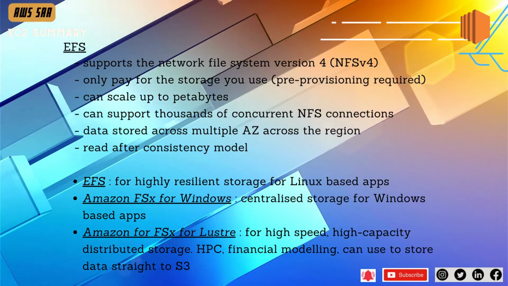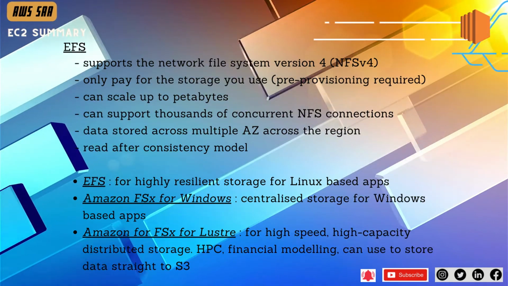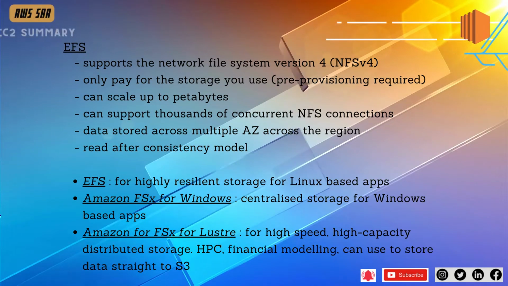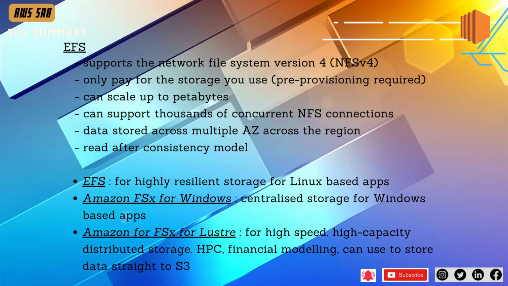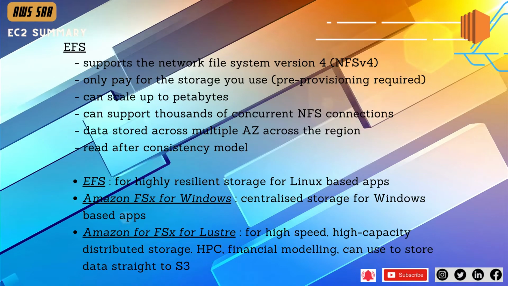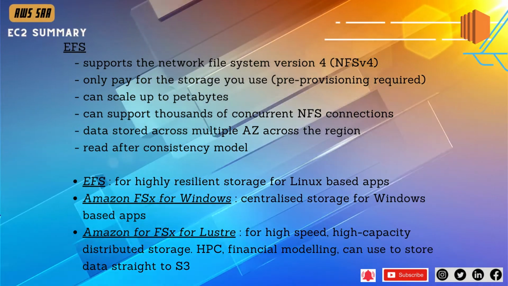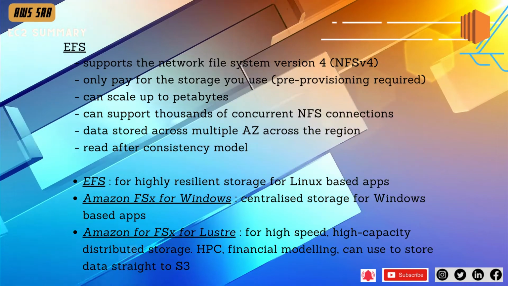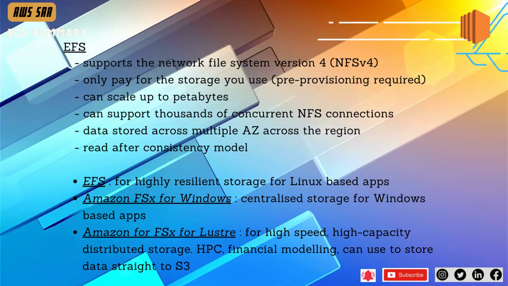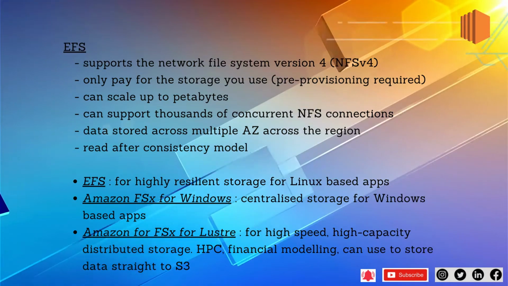Elastic File System. EFS supports Network File System version 4, and you pay for the storage you use. Pre-provisioning is not required, and you can scale it up to petabytes. You can support thousands of concurrent NFS connections, and data is stored across multiple AZs across the region, and you get the read-after-write consistency model.